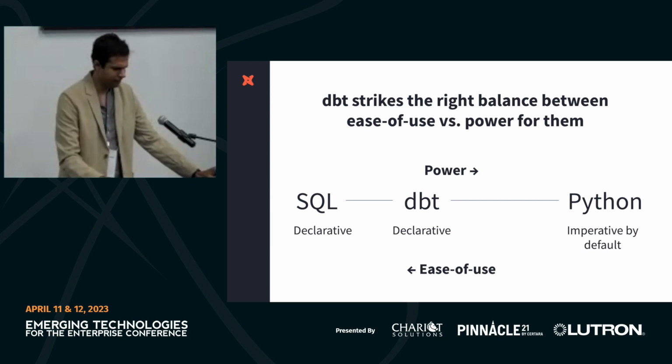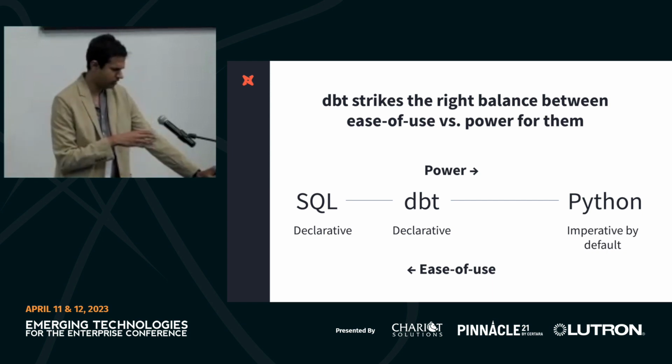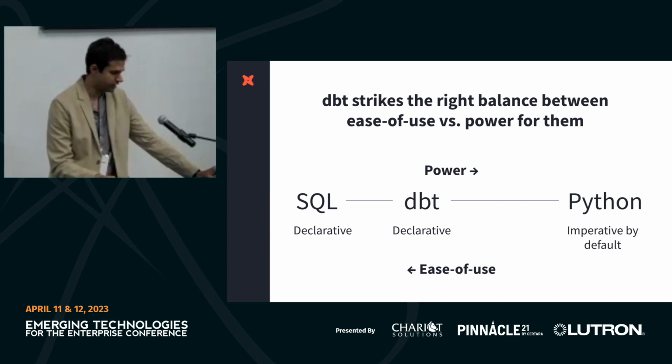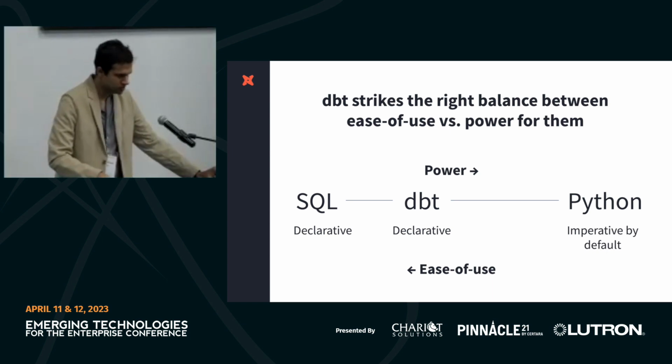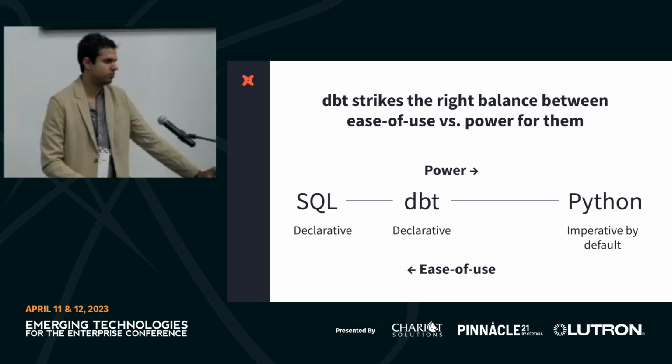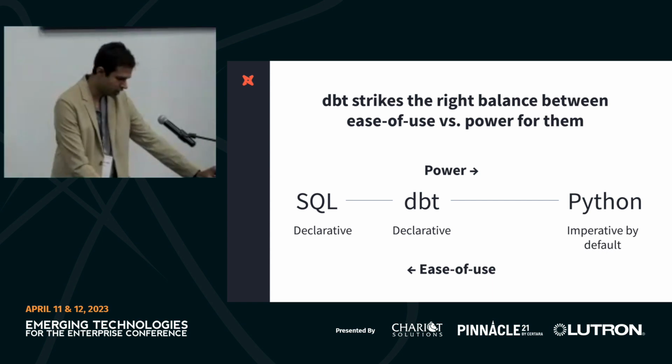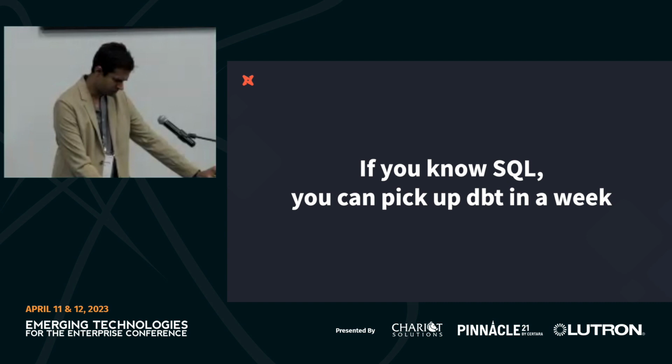And I'll touch on this a bit later, but one of the superpowers of DBT is that it's declarative like SQL, whereas with Python, or a lot of other programming languages, you have to be very, very intentional to write declaratively, but most people by default will write imperative code. We'll see how that plays out.